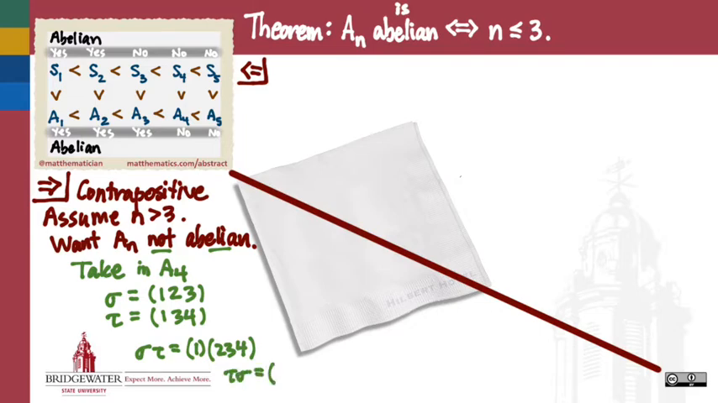Meanwhile, tau sigma. So there, 1 is going to go to 2 and then stay put. 2 is going to go to 3, which then goes to 4. And then 3, I believe, stays put. But anyway, the key observation is that these two are not equal to one another. Right? Sigma tau is not the same as tau sigma, and thus A4 is not abelian.